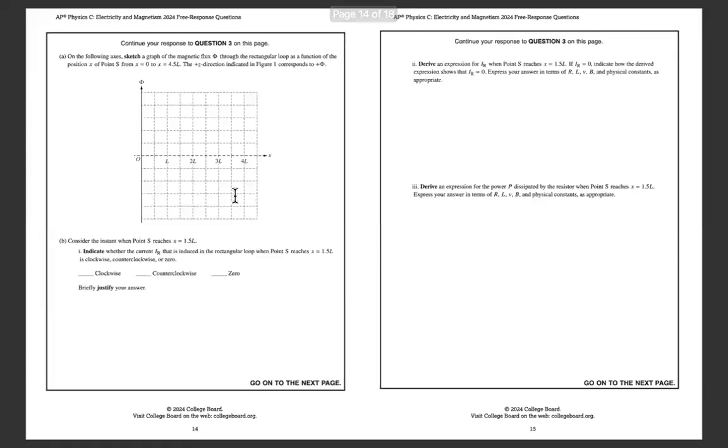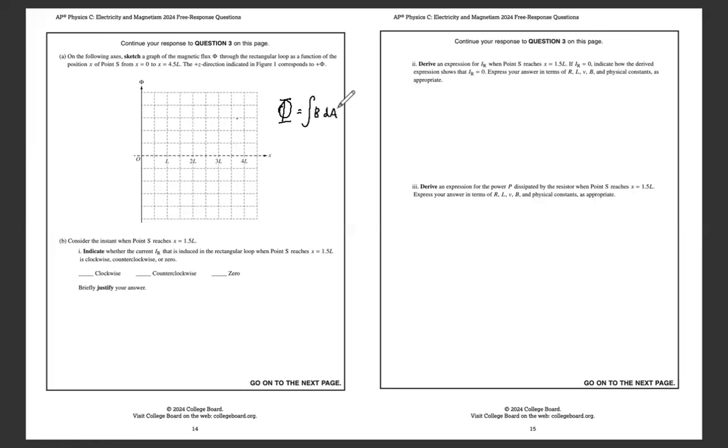All right. Oh, okay. Sketch the magnetic flux as a function of x. Okay, that's just great. All right. Okay, sketch the magnetic flux. Well, your magnetic flux as a function of x, magnetic flux goes like the integral of B dot dA.